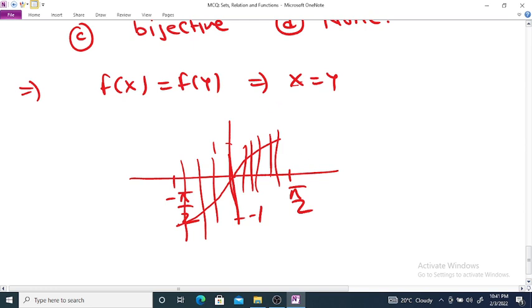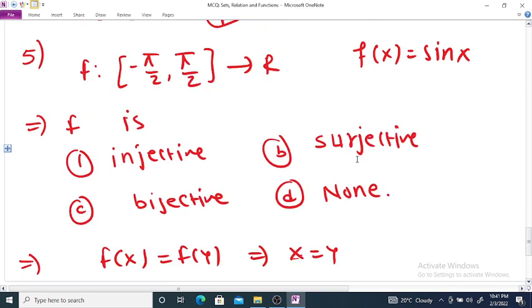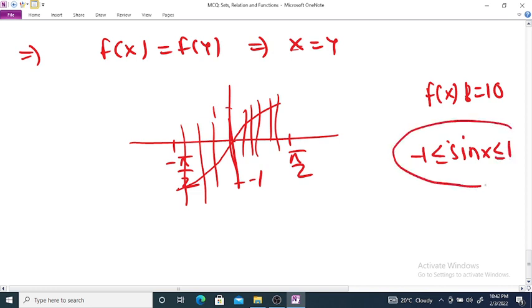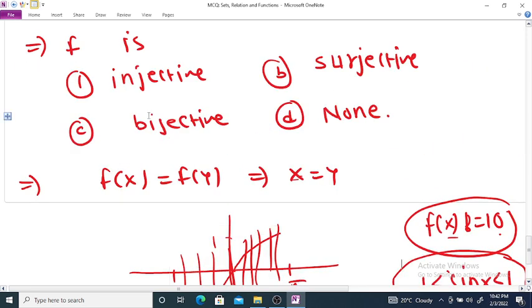Again, this is not a surjective function, because this is not an onto function here, because there does not exist x such that f of x is equal to 10. What is the range of sin x? The sin x always lies between -1 less than or equal to sin x less than or equal to 1. So there does not exist x such that f of x is equal to 10. Therefore it is not a surjective function, but it is a one-one function.